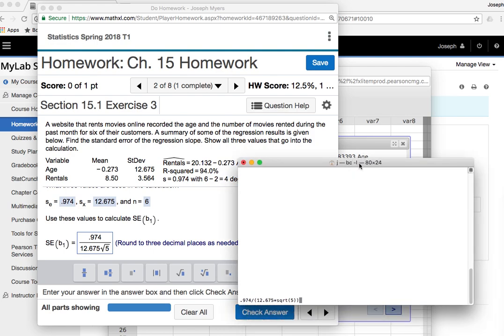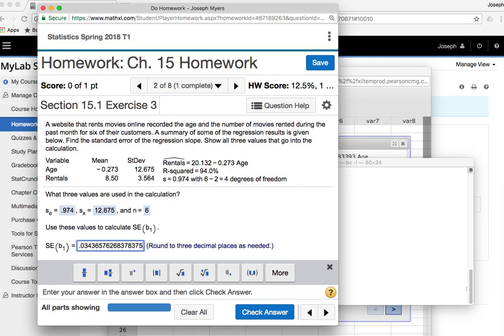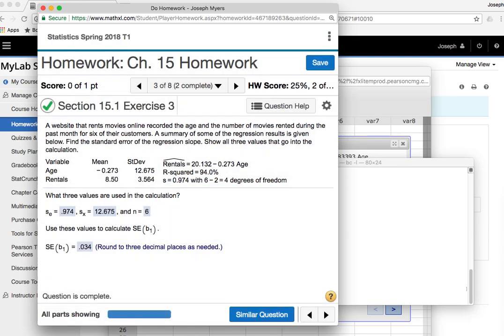Okay, so 0.974 divided by 12.675 times the square root of 5. And then I get this. Round this off to 3 decimal places. So 0.034. Like that.